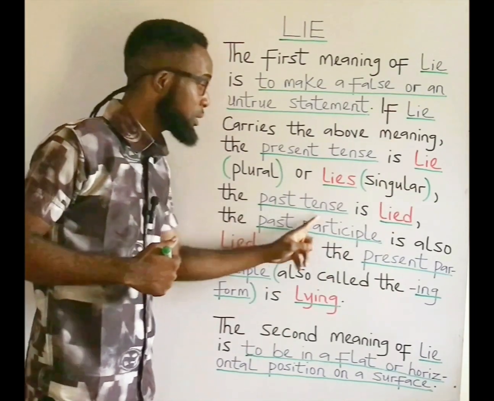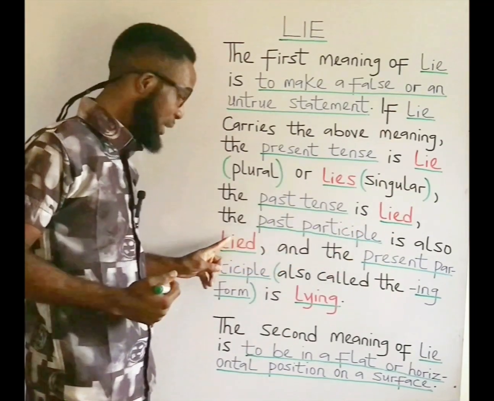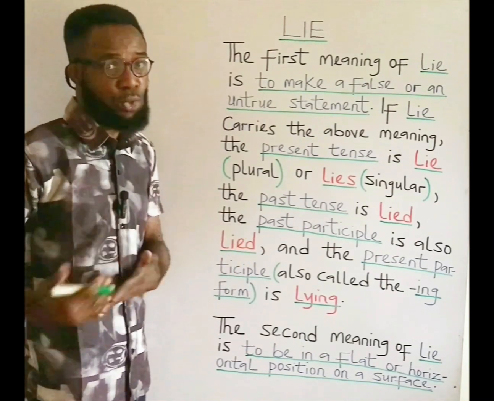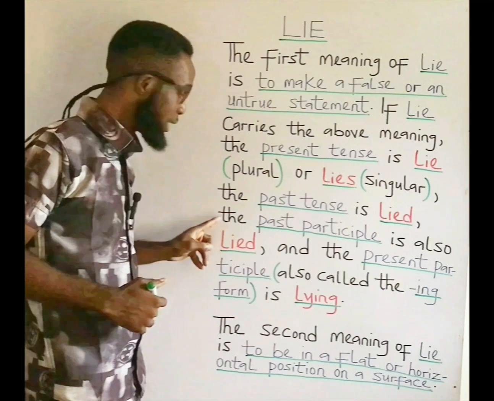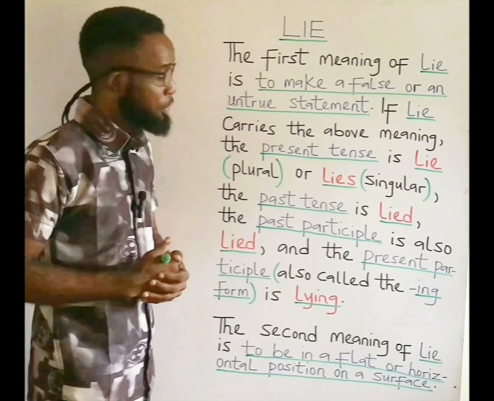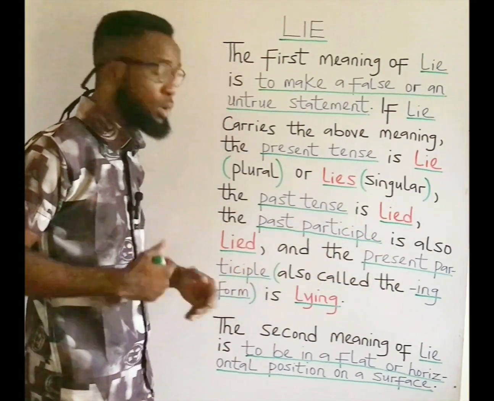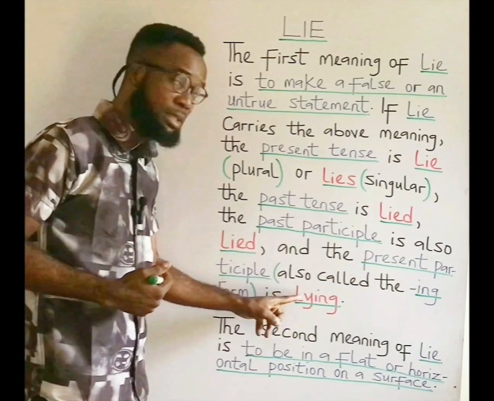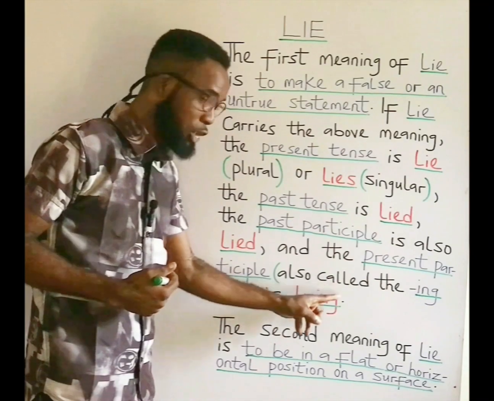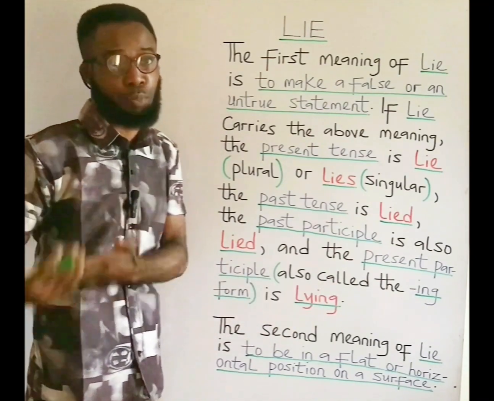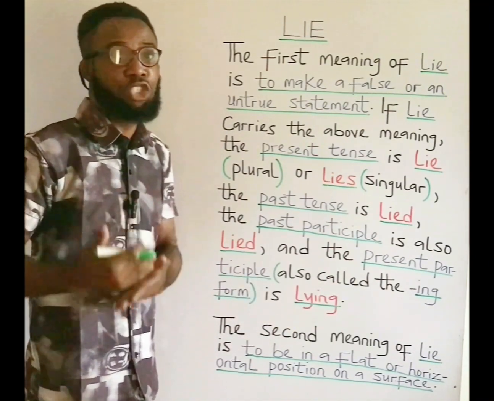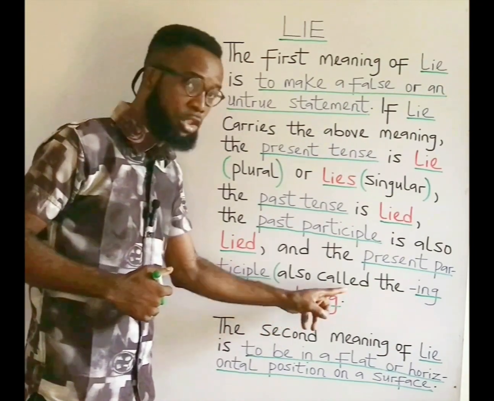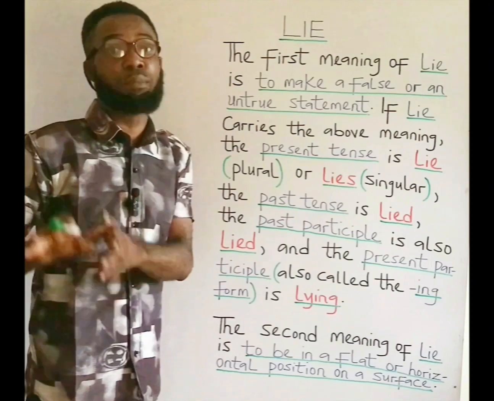The past participle is also lied, spelled L-I-E-D. And the present participle, also called the ing form, is lying, spelled L-Y-I-N-G. Please commit that to memory.